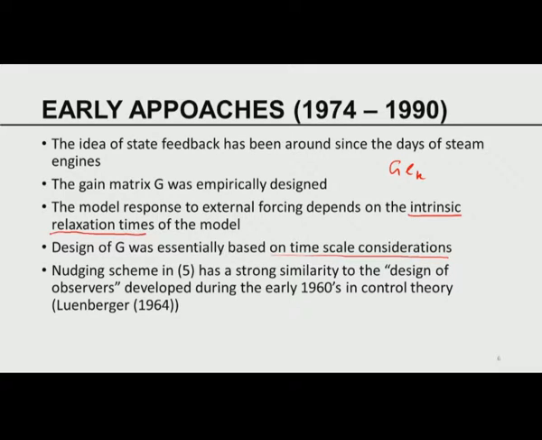So the nudging scheme has a strong similarity to the design of observers, the theory of the design of observers in control theory. The theory of observers was developed earlier by Luenberger in 1964. It is not very clear whether Anthes and his group knew about Luenberger's work on observers, but the observer based design as well as the nudging schemes had a very strong similarity structurally. So now you can see Kalman filters came from control theory.